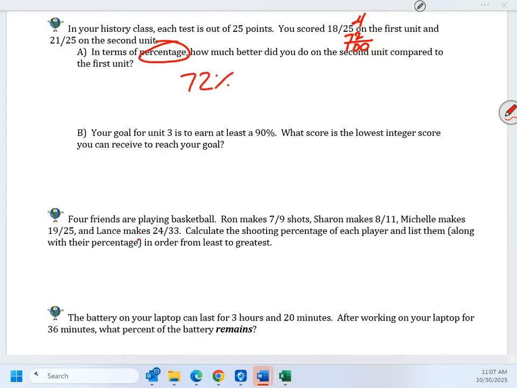So let's look at our second test. It has a denominator of 25, so we're gonna multiply that by 4, because we want it to be over 100. What's 21 times 4? 84. Clara? 84. So we have 84% for our second test, 72% for the first test, and I want to know how much better we did. So I'm subtracting. What percentage better did we do, Finley? 12% better.